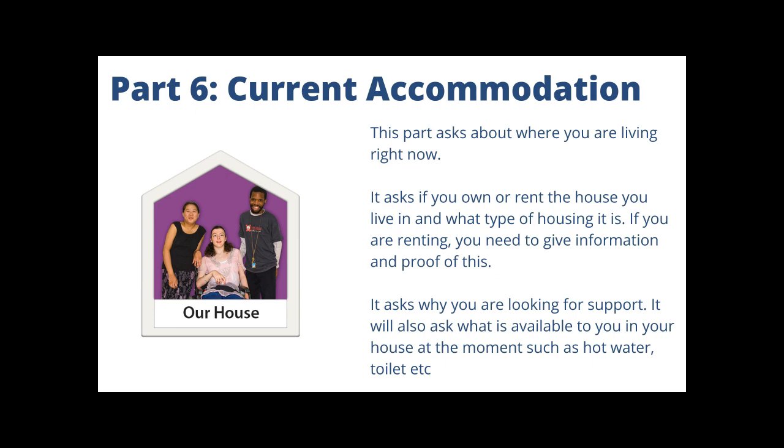This part asks you about where you are living right now. Part 6, Current accommodation. It asks you if you own or rent the house you live in, and what type of housing it is. If you are renting, you'll need to give information and proof of this. It also asks why you are looking for support and what is available to you in your house at the moment, such as hot water or a toilet.